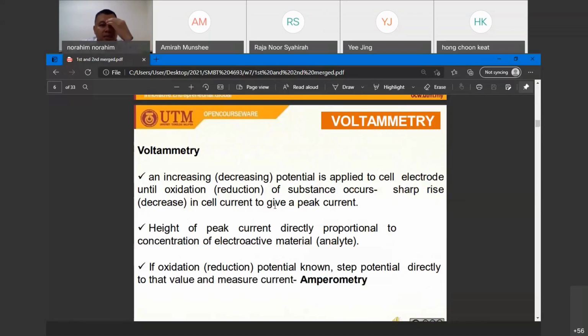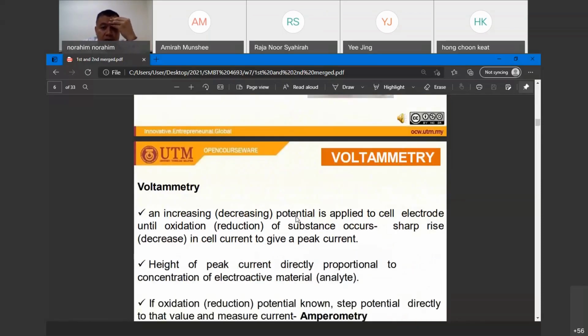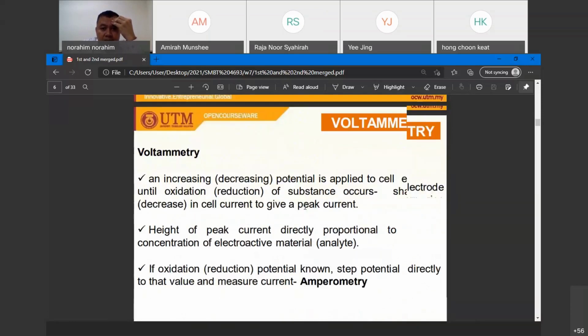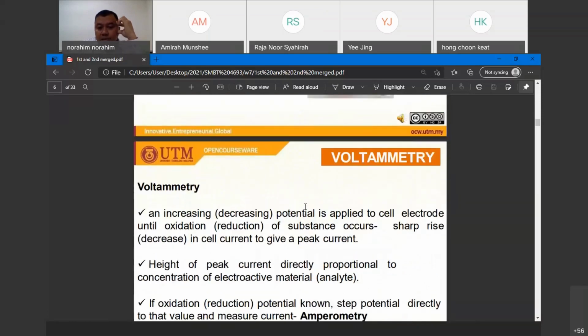Then we have voltammetric. Voltammetric is about increasing potential. You apply the increasing potential to the cell's electrode until you see oxidation or reduction of the target molecule, and then you will start seeing a sharp rise. Remember the peak, or decrease in cell current.